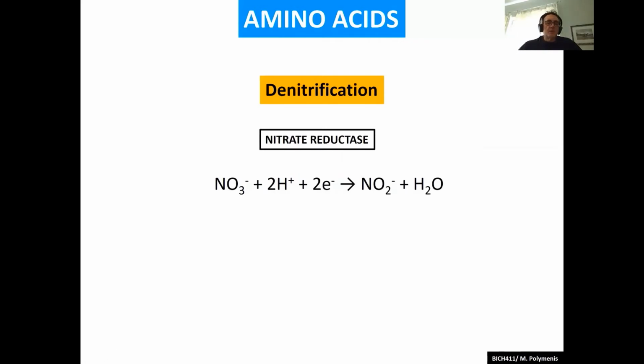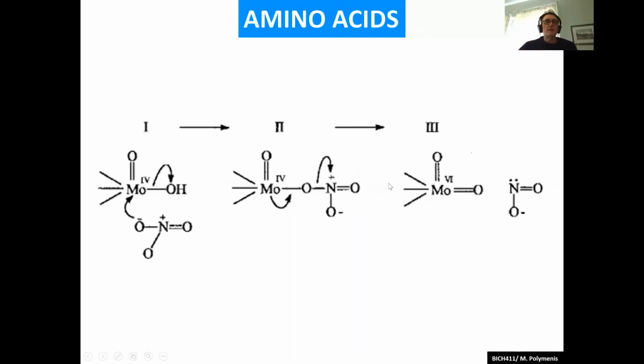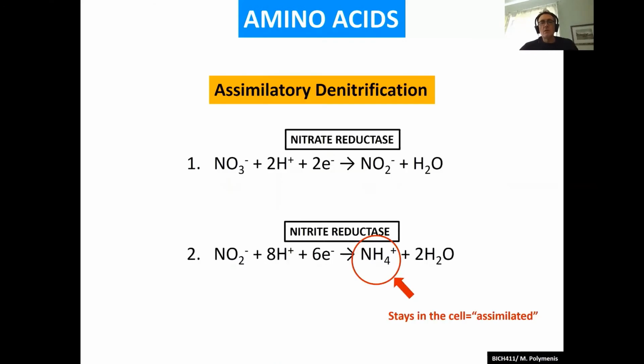So electrons will be needed, and a reductase will be needed. As the name implies, you start with nitrates, you need a nitrate reductase, you give it the electrons. And it's a molybdenum-based catalysis. That's kind of unusual. And once you make the nitrates, then you need to make the nitrites. Even more electrons are needed for this. And it is this form of ammonia of nitrogen that can stay in the cell and get assimilated.